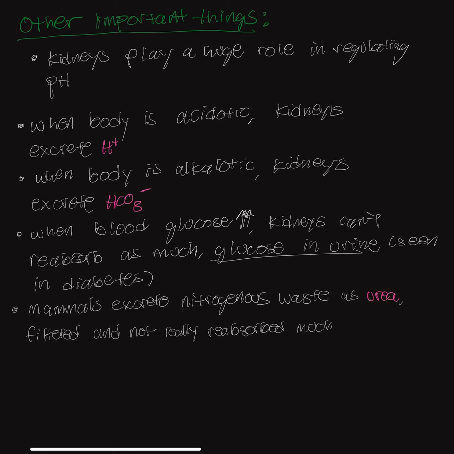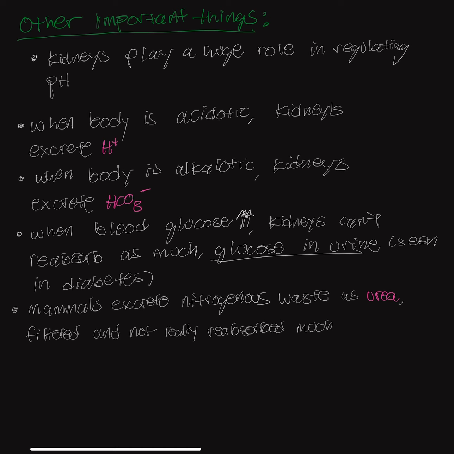So when the body is acidotic, when the pH of our blood is very, very low, the kidney just pees out a lot of protons. That allows us to get rid of some of that acidic material, and it allows us to increase the pH of our blood because we're getting rid of the protons. Similarly, when we're alkalotic, when we have a really high pH, the kidneys excrete bicarbonate, and now we're bringing ourselves back to that set point and that normal.